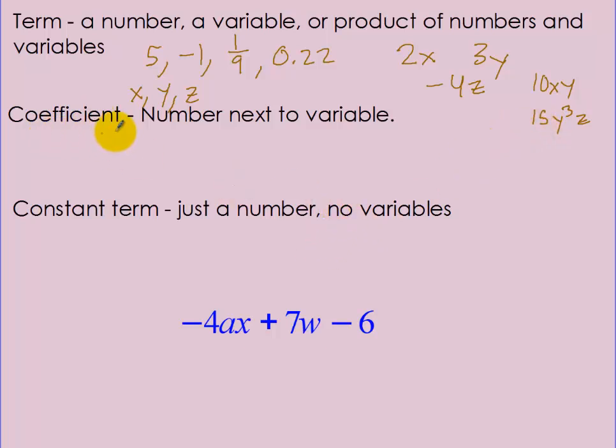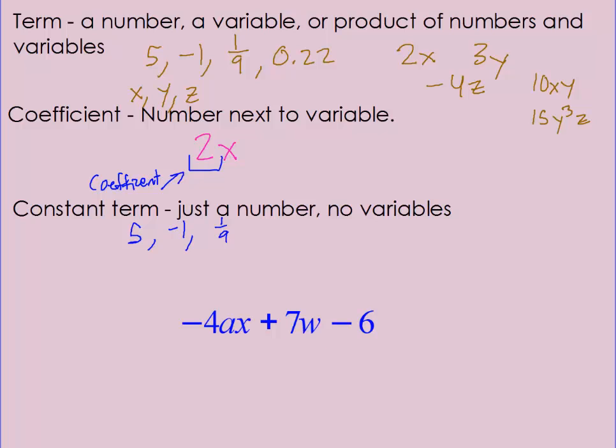Okay? A coefficient is the number next to the variable. It's the number in front. That's what I'm going to call it. So if I had the case of 2x, my coefficient is going to be this 2 right here. That is the coefficient. A constant term is just a number with no variables. So that 5, negative 1, 1/9, these are all constants. It's just a number, no variables.